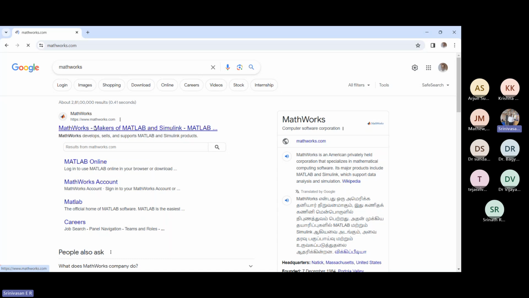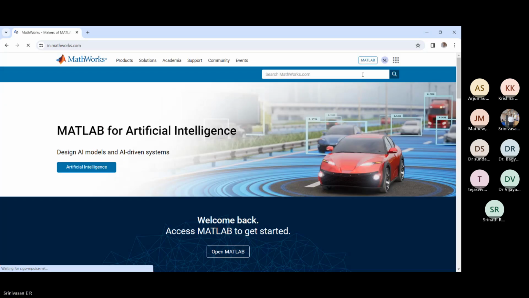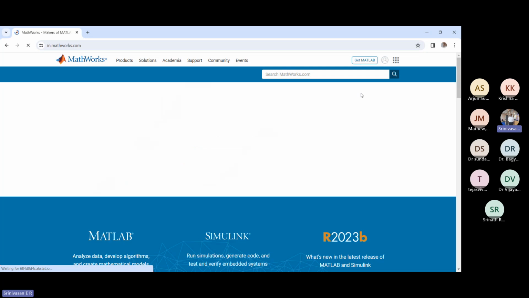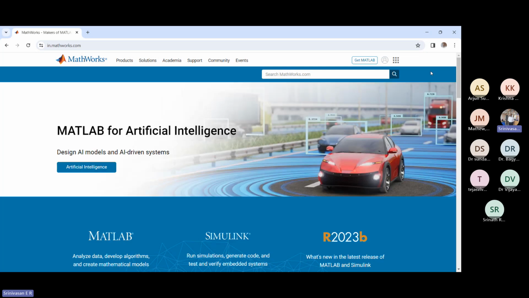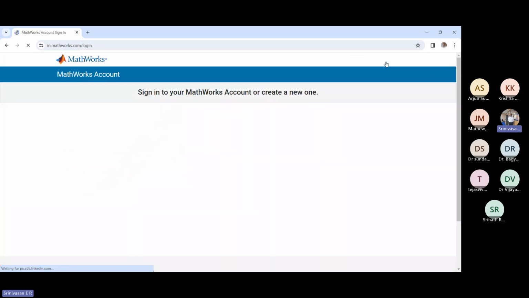So we'll have to go first to the MathWorks website. MATLAB is a product of MathWorks. Once we go into the MathWorks website, we have to sign in to our MathWorks account. If we don't have an account earlier, we have to create it. But just like sir had suggested, kindly keep in mind that we need to create the MathWorks ID using the SMail ID that we have got from IIT Madras.